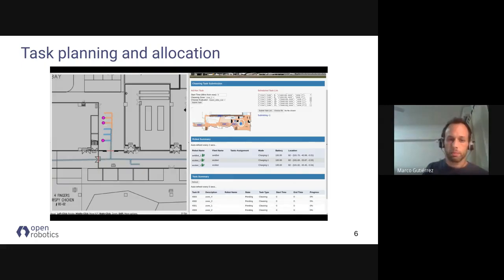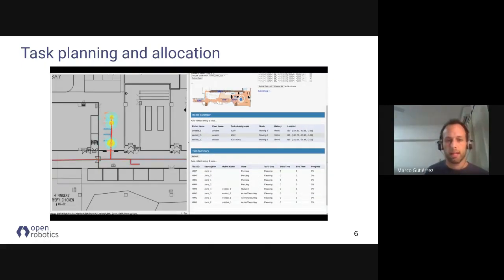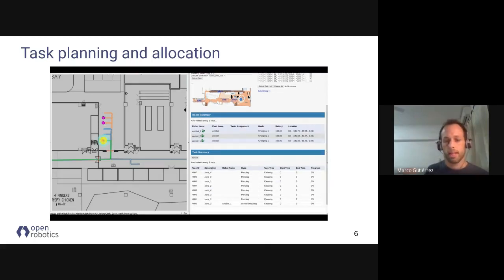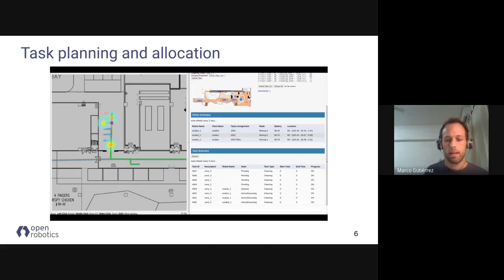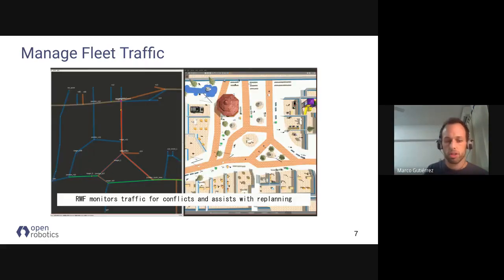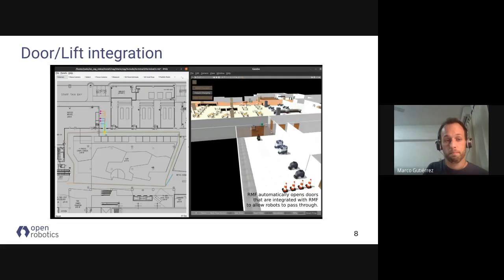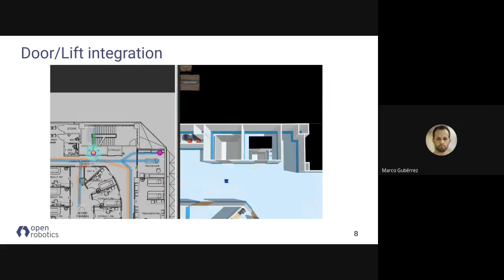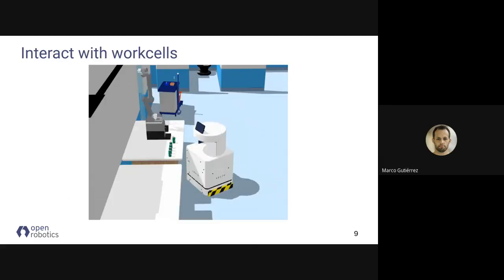So what can RMF do? One of the things that RMF can do is task planning and allocation. So basically, you submit a task and it will allocate this task to the best bidder and it will be executed. It manages the fleet traffic. So it will monitor traffic. It will try to avoid conflicts, but if there are conflicts, then it will try to solve them in an optimal way. It also provides door and lift integration for this fleet to operate in the environment. And there are also interactions with Voxels. Voxels can be dispensers of certain items, or they can also be consumers, basically.